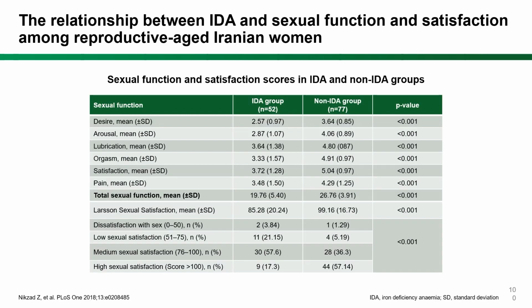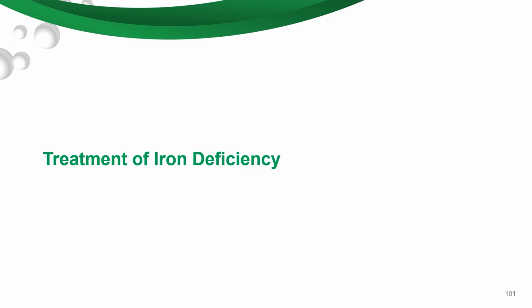Interesting study on Iranian women have also shown that there's poor sexual function and satisfaction among reproductive aged Iranian women if they were iron deficient on every element of sexual function scoring. So how does all of this help us to decide how to treat our patients with iron deficiency?